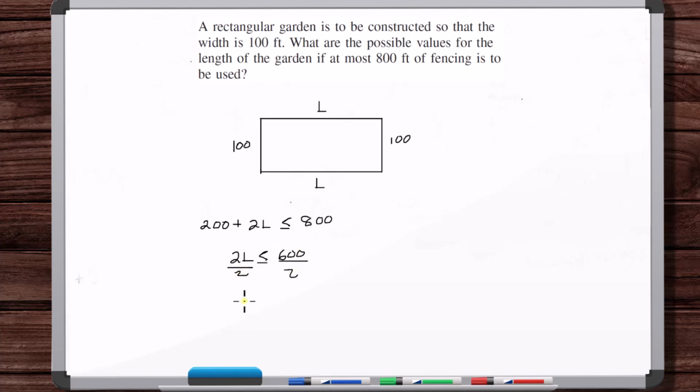Okay. L, the length can, at most, be 300 feet. At most.